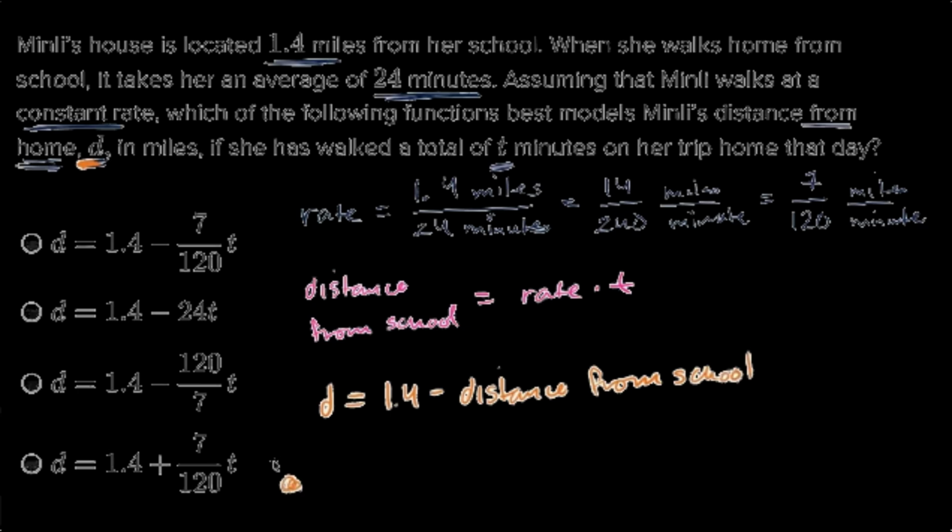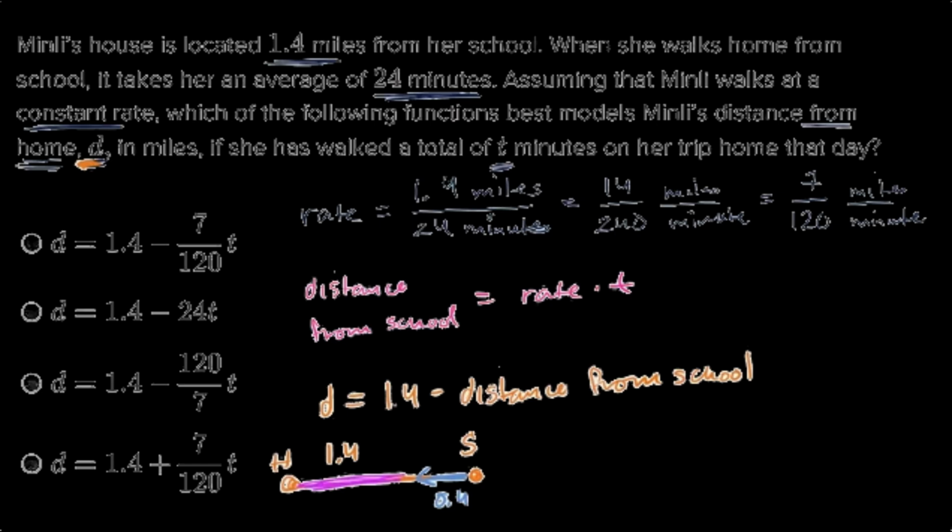If this is her home right over here, I'll write H for home, and this is her school right here, S for school, we know that this distance right over here is 1.4 miles. Now, if she has walked, let me do this in another color, say 0.4 miles, then her distance from home is going to be 1.4 miles minus that. It's going to be this distance right over here. So distance from home is going to be 1.4 minus the distance from school.